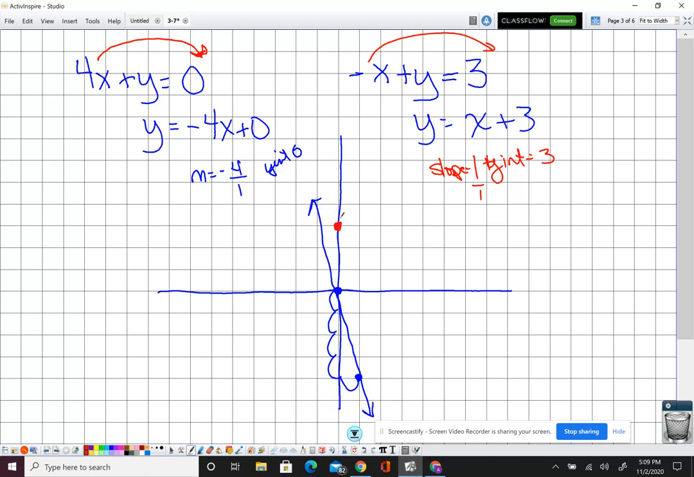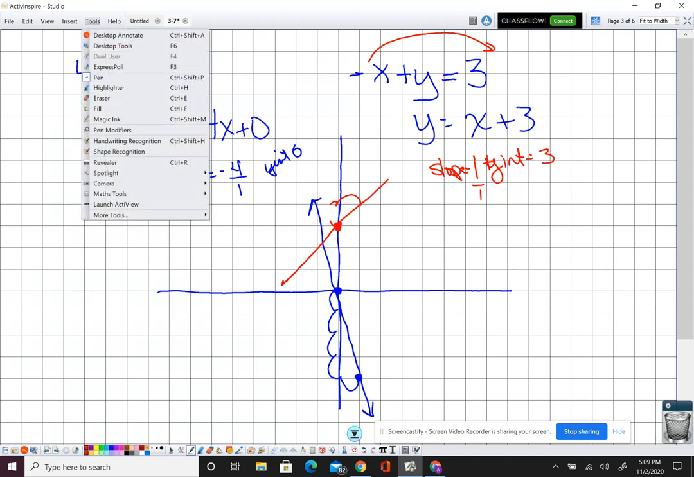So once again, it's 1 over 1. So from there, I'm going to rise up 1 and run over 1. And I get this point, that graph. Now, if I were to really use a straight edge here, which I can get a ruler.